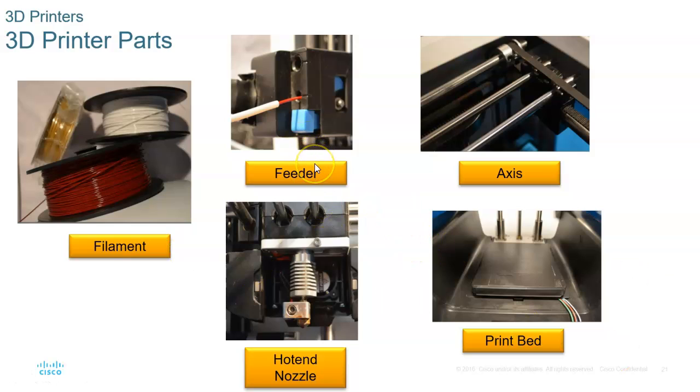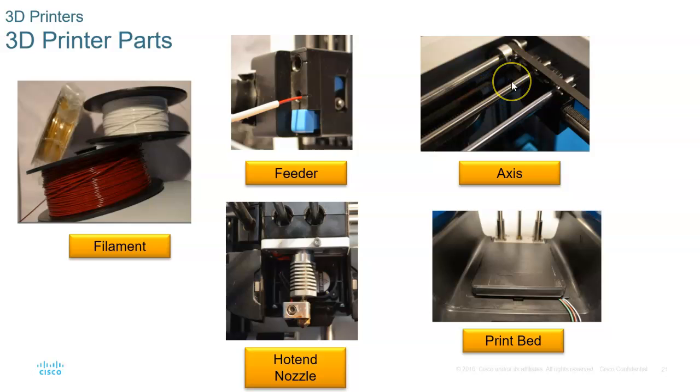You have your feeder. It takes the filament from the tube and then pulls it down so that it can be heated through your hot end nozzle, which is down here at the bottom. When the filament is heated to the correct temperature, it's extruded from the hot end nozzle.